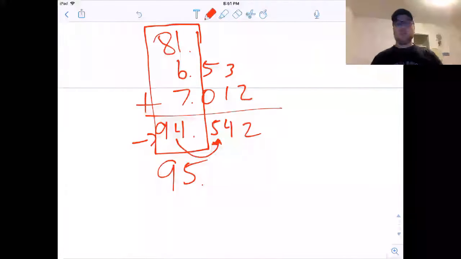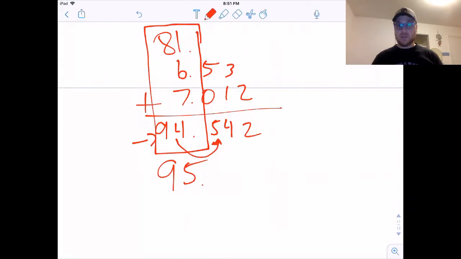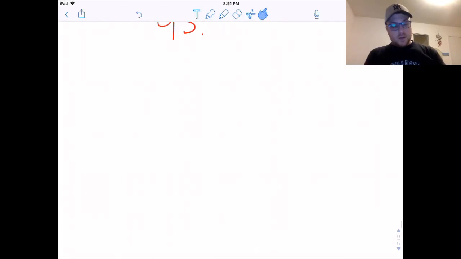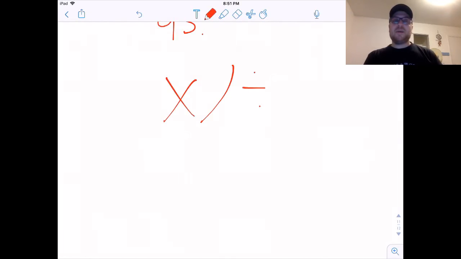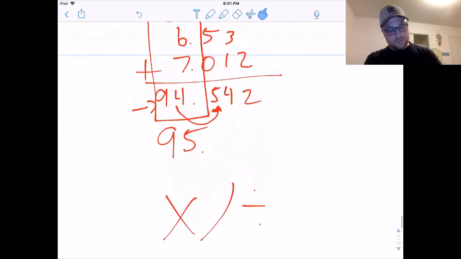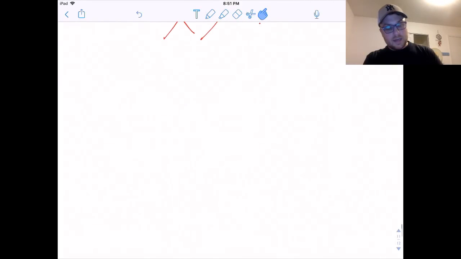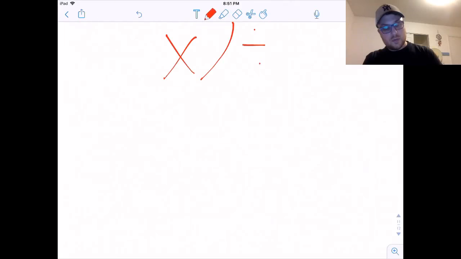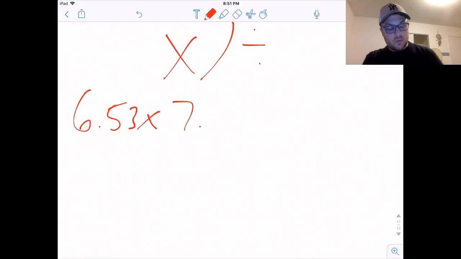Your answer will have the same amount of sig figs as the least amount of sig figs in the numbers you're multiplying and dividing. So 6.53 has 3 because they're all non-zeros. 7.012 has that decimal, so you're just going to count everything after. This has 4. 80 has 1. So your answer needs to have 1 sig fig.